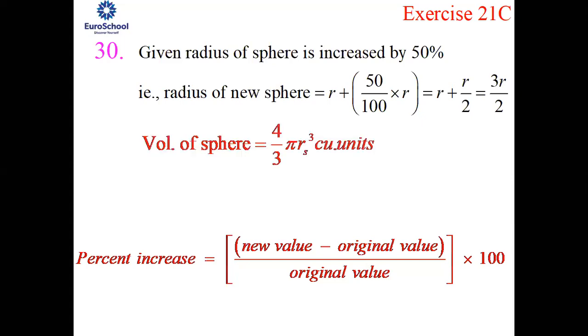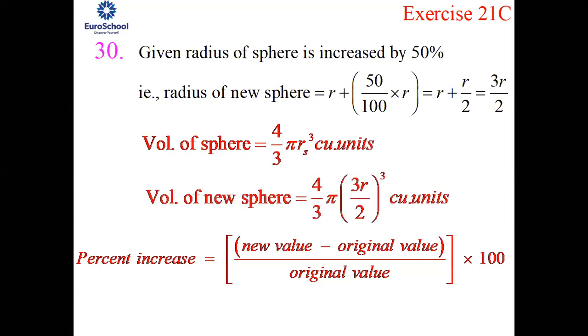Now, what is the formula for the volume of a sphere? It is nothing but 4 upon 3 pi r cube cubic units. Now, what will be the volume of the new sphere? The new sphere is got by increasing the radius of the sphere by 50%. So, instead of r, we have got 3r by 2. So you need to substitute it. What is 3r by 2 the whole cube? 27 r cube upon 8.